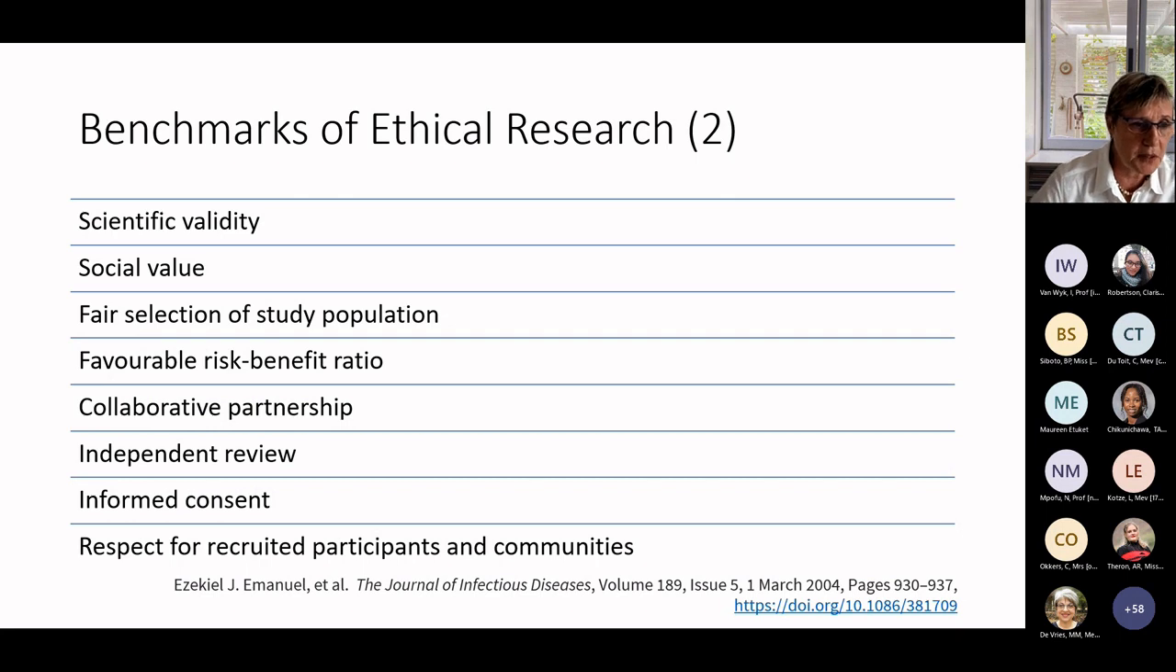So what are these benchmarks? And here they are. I've put them in the order that I'm going to present them. That's not necessarily his order, but it's scientific validity, social value, fair selection of study population, a favorable risk-benefit ratio, collaborative partnership, independent review, informed consent, and respect for recruited participants and communities.